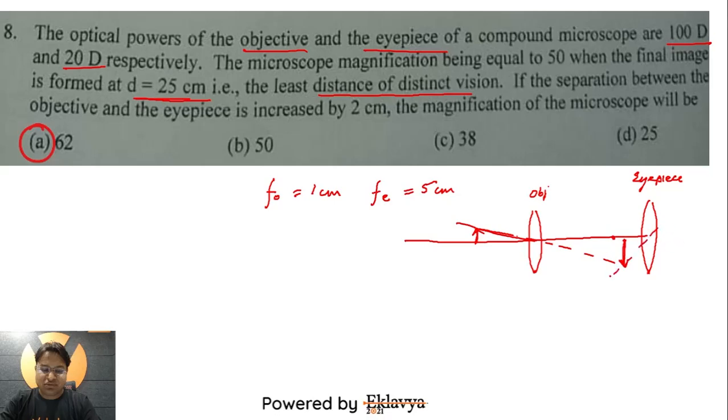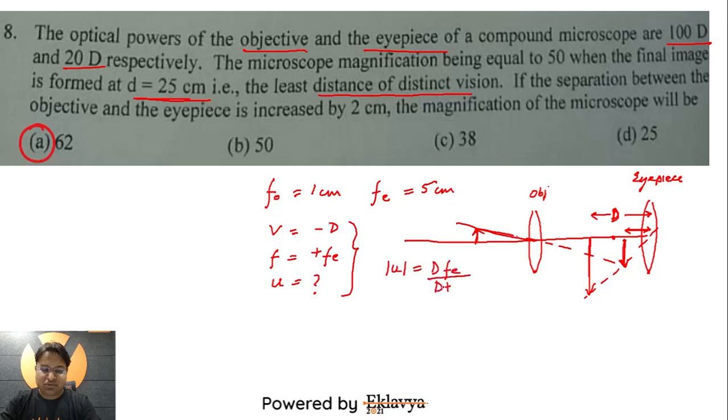And now we get a magnified image, and right now the question says that we are getting the magnified image at a distance capital D from here, where capital D is the least distance of distinct vision. Now for this case, the distance of object from the lens, for the case when V is equal to minus D, F is equal to plus FE, we can obtain the value of U. When you put these values into the lens formula, you get mod U as dFE upon D plus FE.